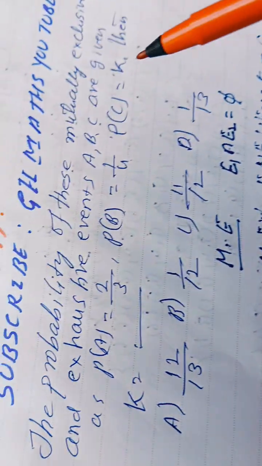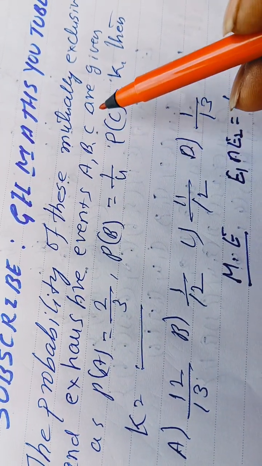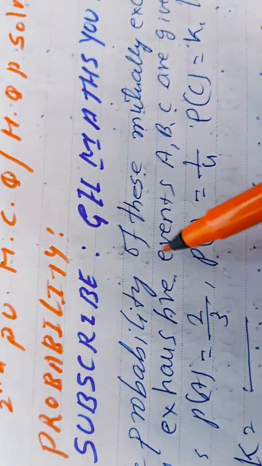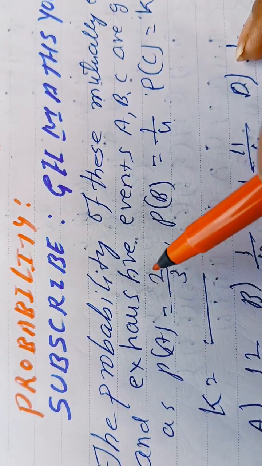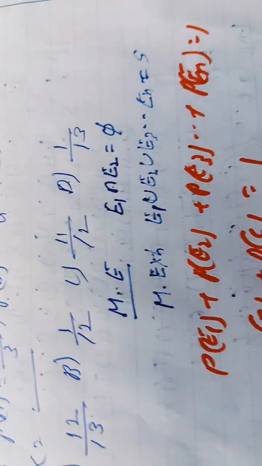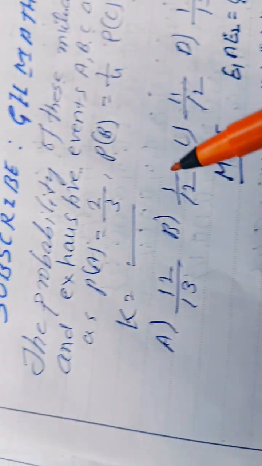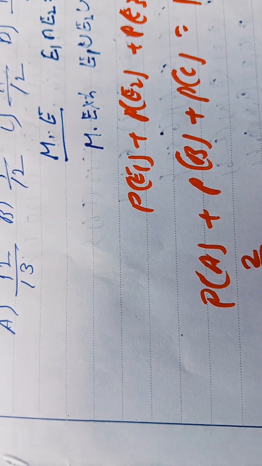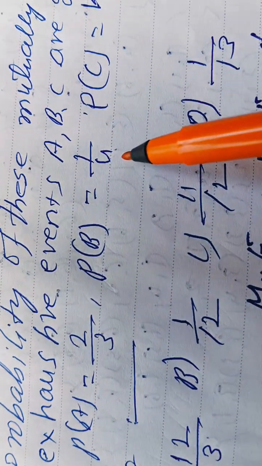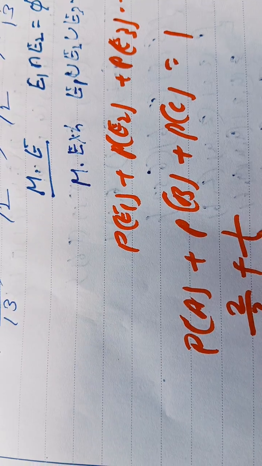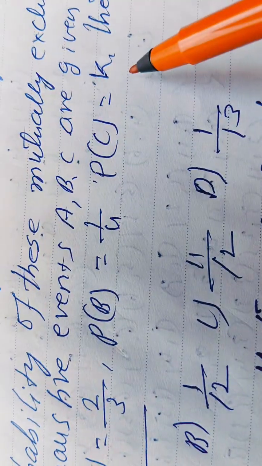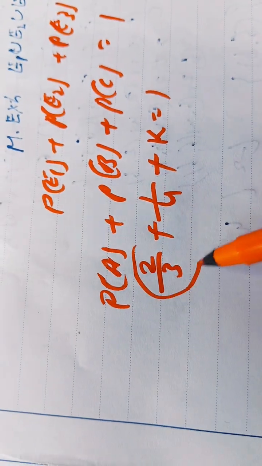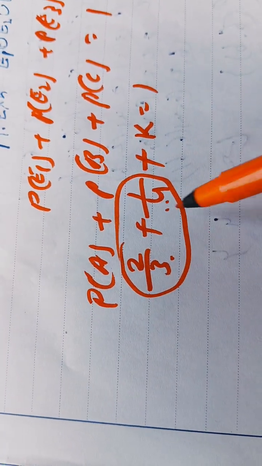P of A plus P of B plus P of C is equal to 1, because the events are mutually exclusive and mutually exhaustive events. I have written the condition. P of A is given, P of A is 2 by 3, plus P of B is given 1 by 4, plus P of C is given K, is equal to 1.